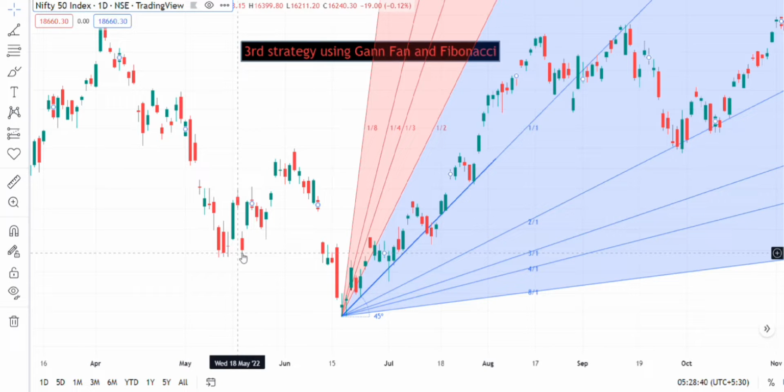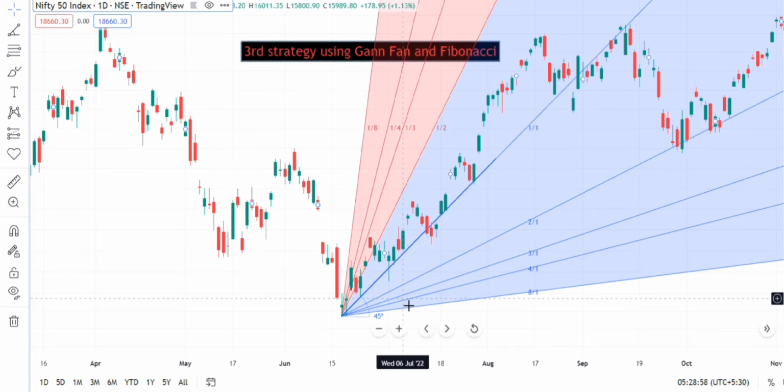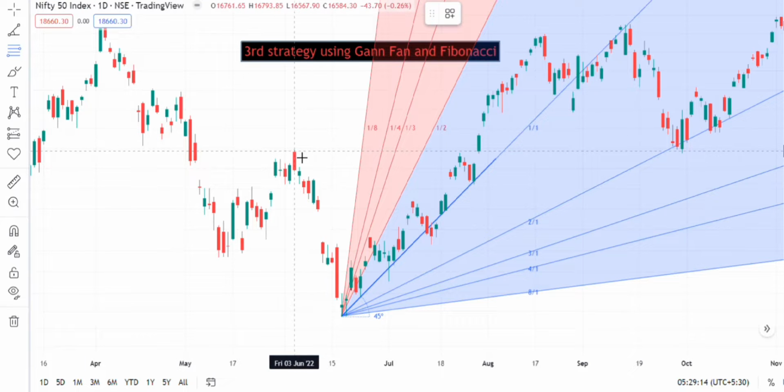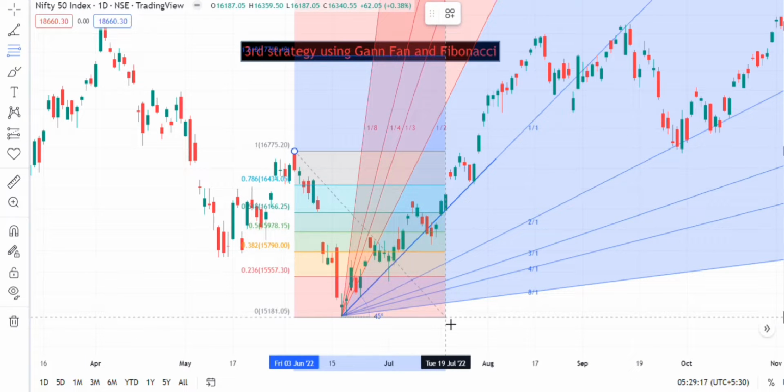So our third strategy is using Gann Fan and Fibonacci. Comment if you don't know about Fibonacci. I will make a separate detailed video on Fibonacci. In simple terms, Fibonacci retracement levels are horizontal lines that indicate possible locations of support and resistance levels. Using Gann Fan with Fibonacci will help us find strong resistance and strong support zones. Firstly, we will draw the Fibonacci from the significant high to the significant low. We'll choose the Fibonacci retracement option and draw from significant high to significant low.